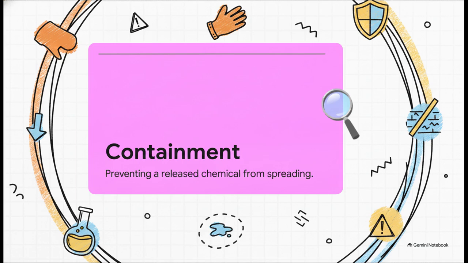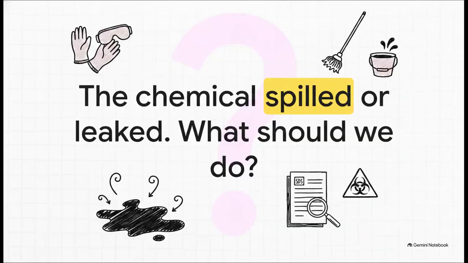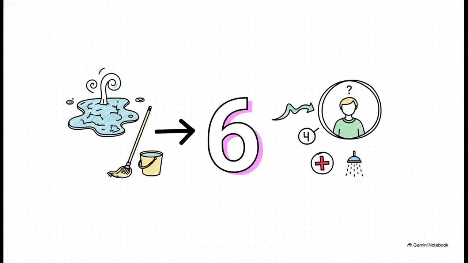Now, before we tackle the next emergency scenario, we kind of need to lock down what containment actually means in this context. At its core, containment is all about preventing a released material from spreading any further into the workplace or out into the environment. So armed with that definition, if a chemical accidentally spills all over the floor and you need immediate containment and cleanup, where are you looking? That's going to be Section 6. This is your go-to for accidental releases, spills, and the subsequent cleanup.